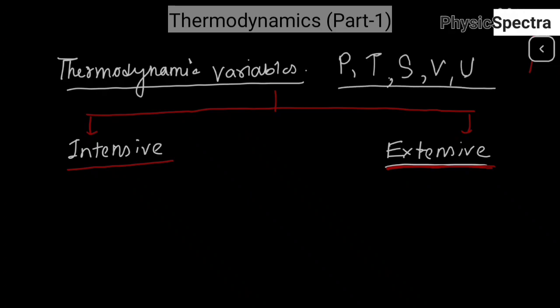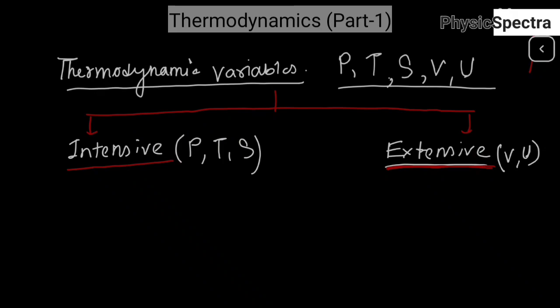All these variables can be classified broadly into two categories, that is intensive and extensive variables. First, let me classify all these things. Out of these 5 variables that I have written in this slide, pressure, temperature and S, that is specific heat capacity, belong to the intensive side, and on the other hand, V and U, that is volume and the internal energy, belong to the extensive side.